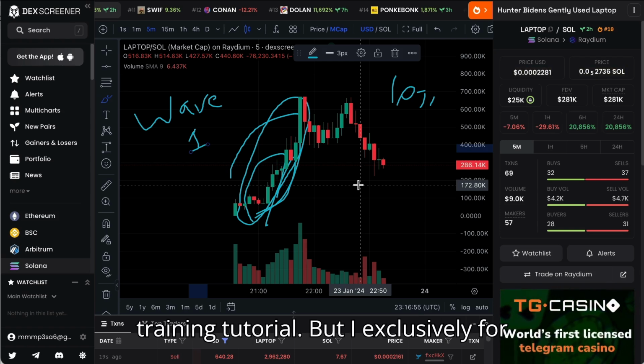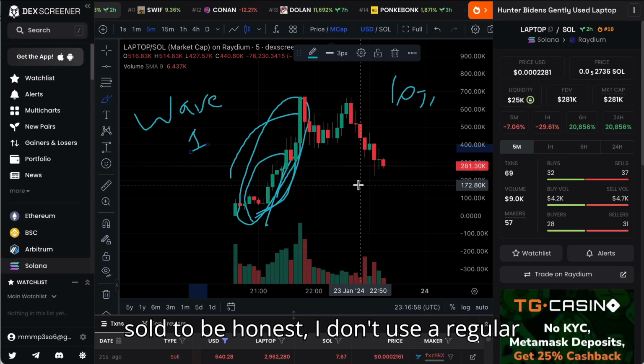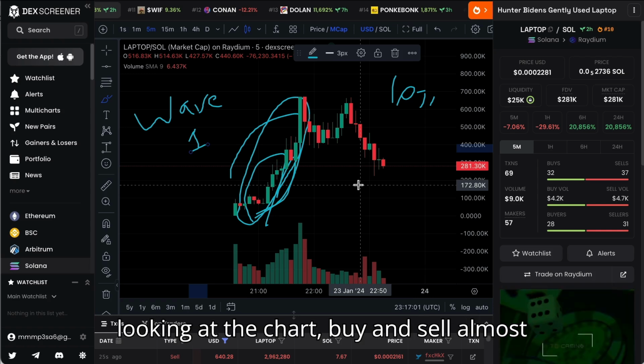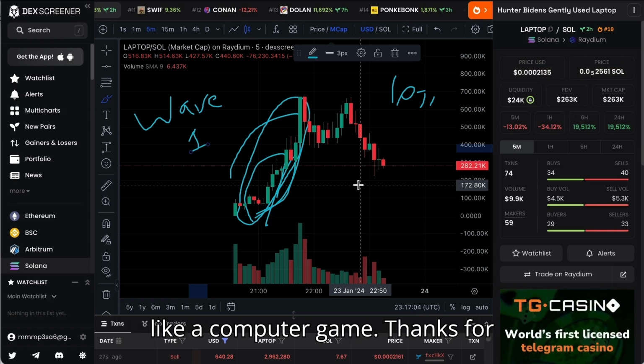But exclusively for Sol, to be honest, I don't use the regular wallets. I just use BonkBot now. It's so easy. Just a quick button while you're looking at the chart, buy and sell. Almost like a computer game.